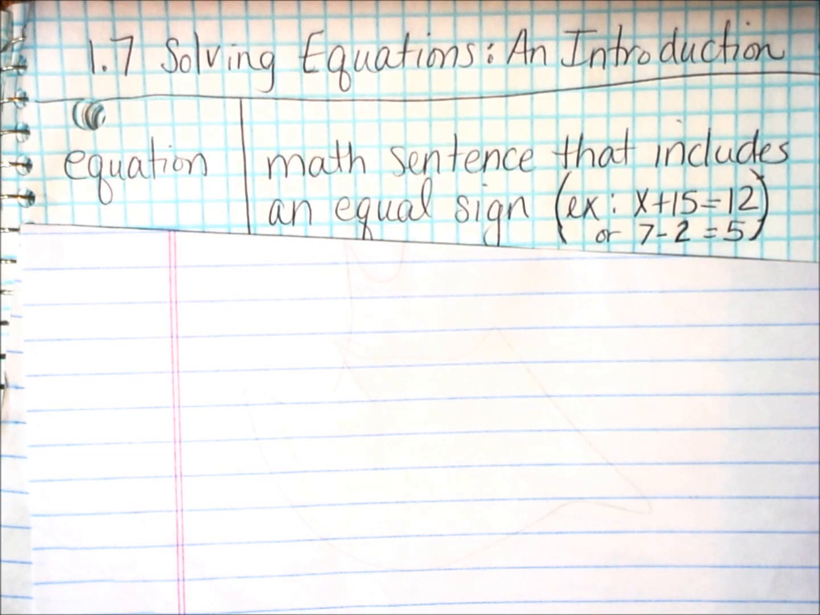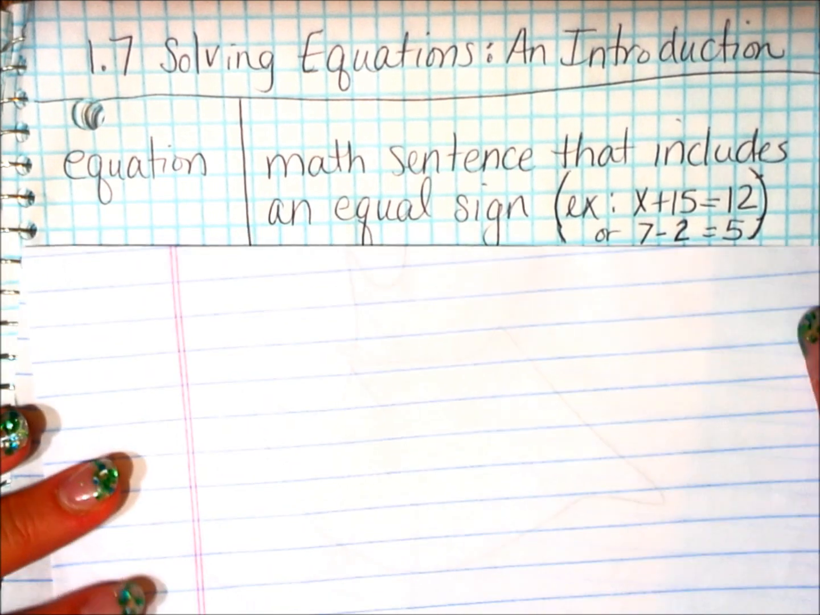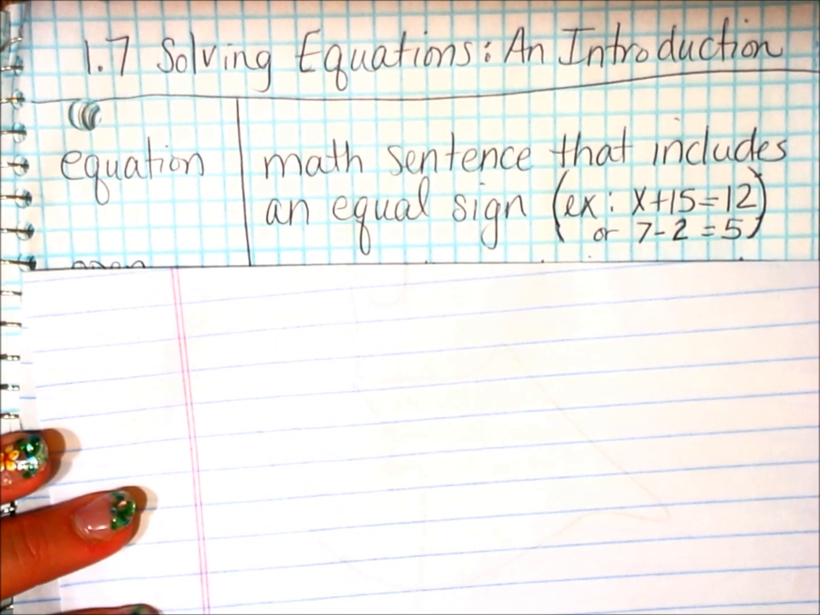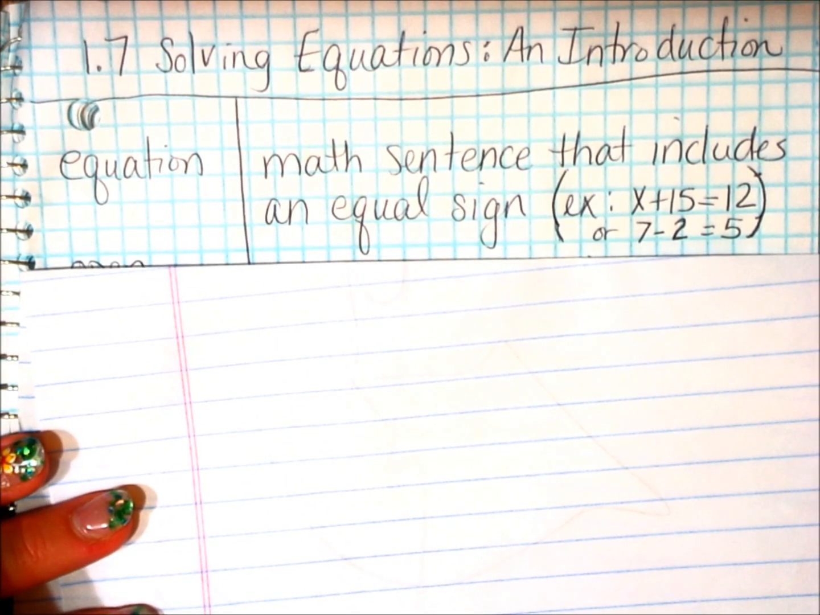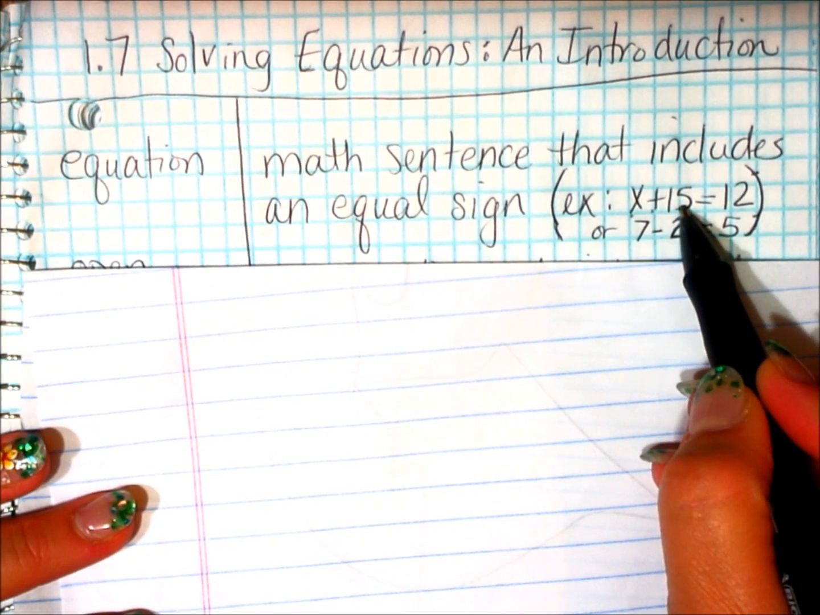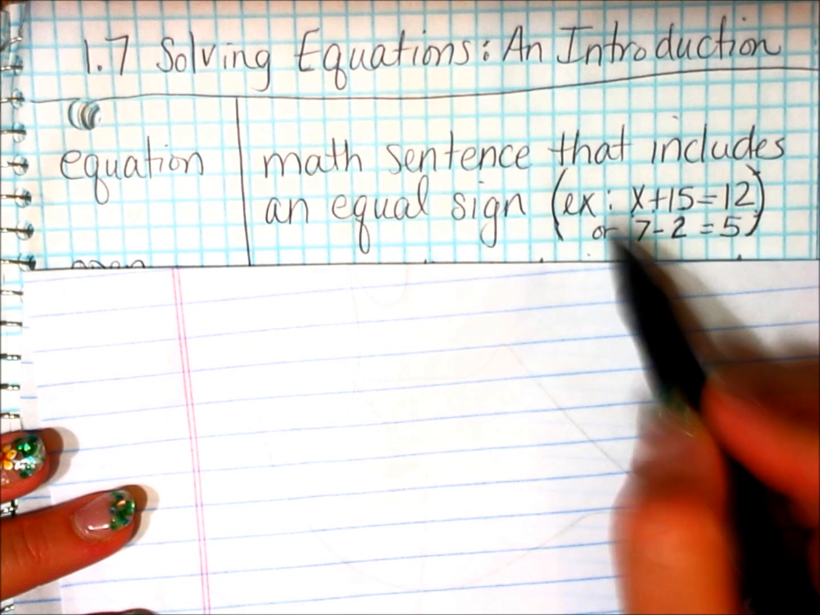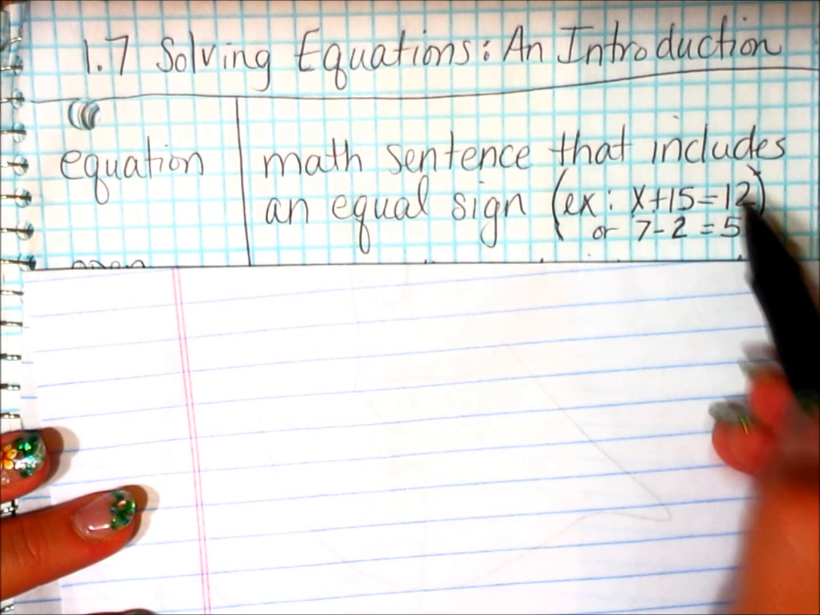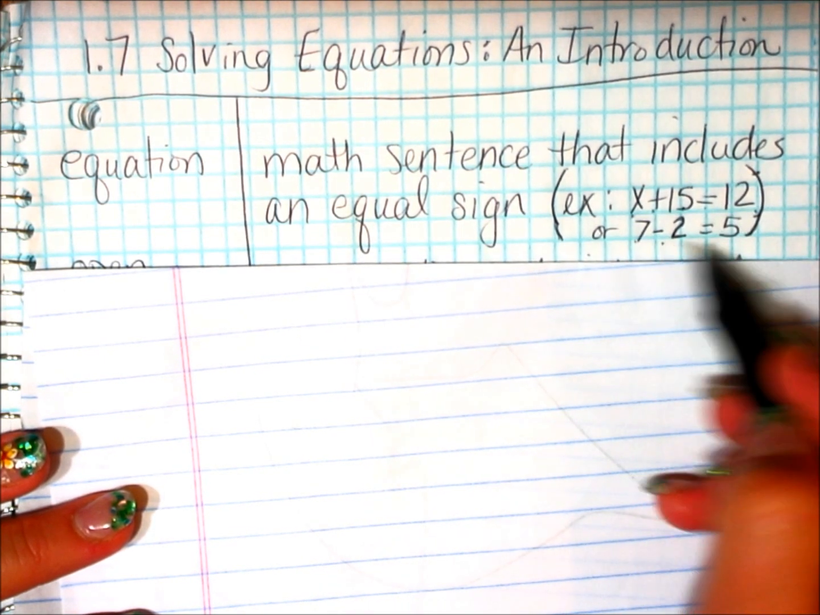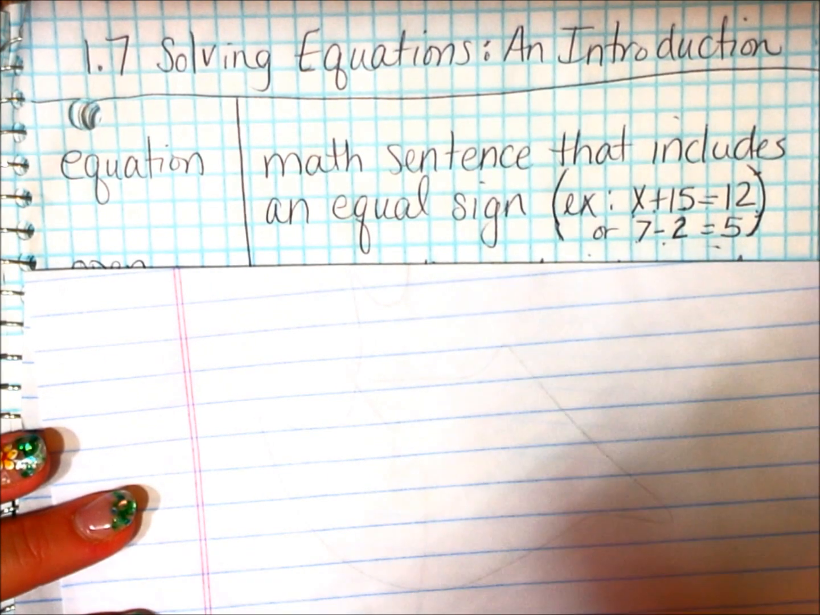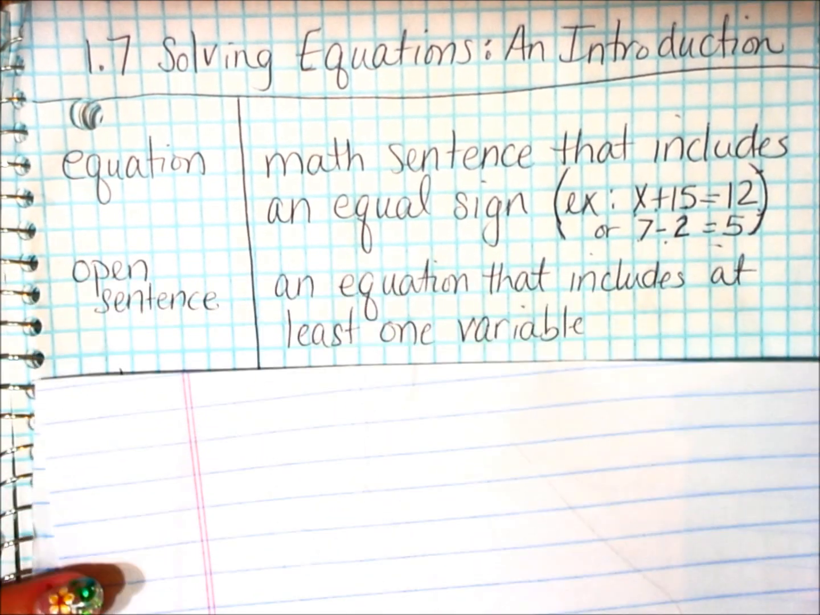All right, so now we have 1.7, solving equations, and it's an introduction. So the first definition we're going to look at is an equation. Now, an equation is a math sentence that has an equal sign. So, for example, x plus 15 equals 12. That would be an equation because it's got the equal sign. Same thing with 7 minus 2 equals 5. It's still an equation.